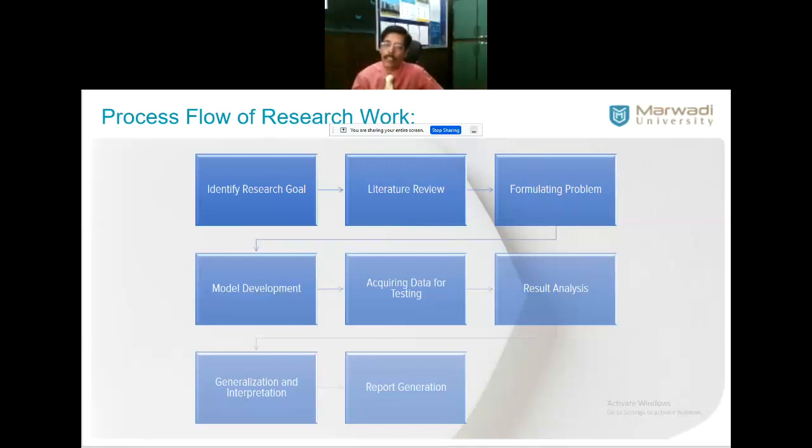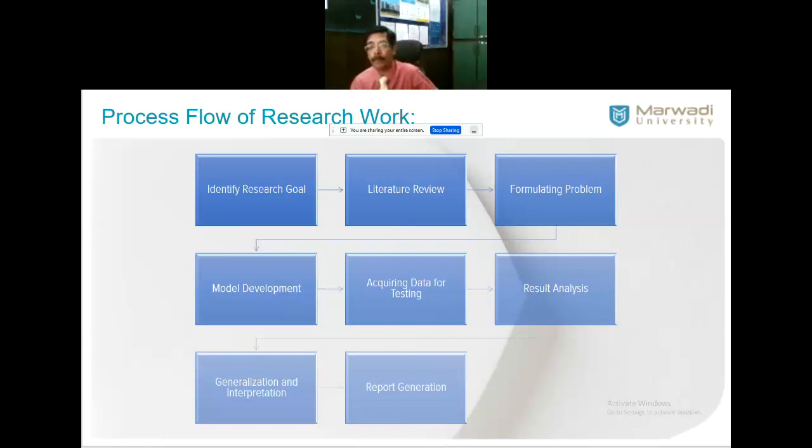I want to prepare a secure system for a cloud environment. I want to address a particular type of DDoS attack in a cloud environment. I want to improve customer satisfaction in a particular company, right? These are the questions to be set as a goal for you in the first step.